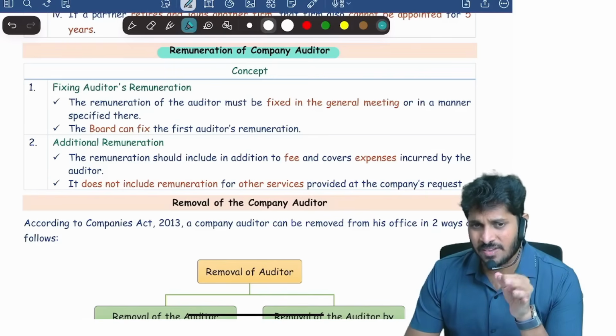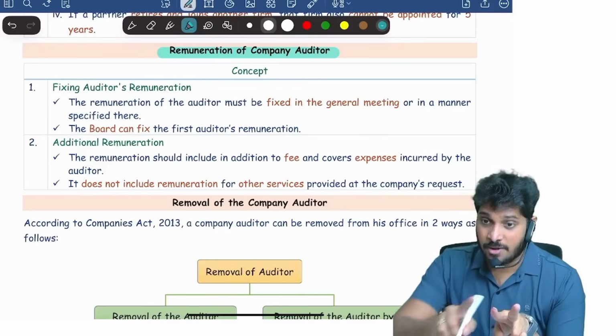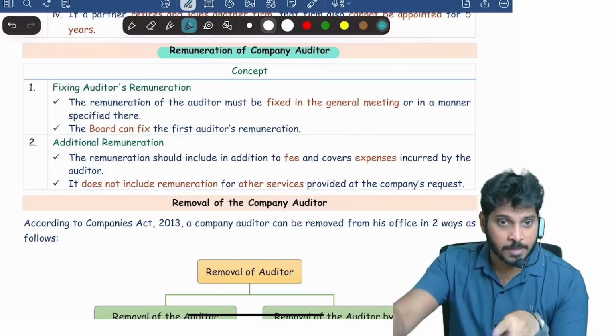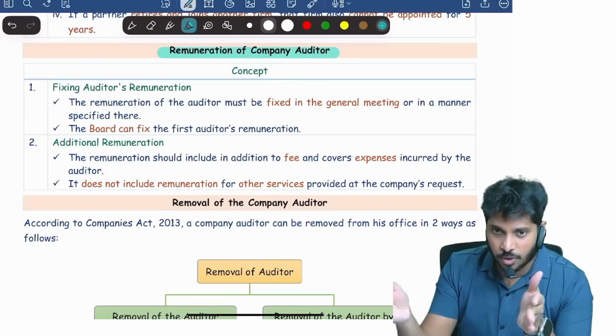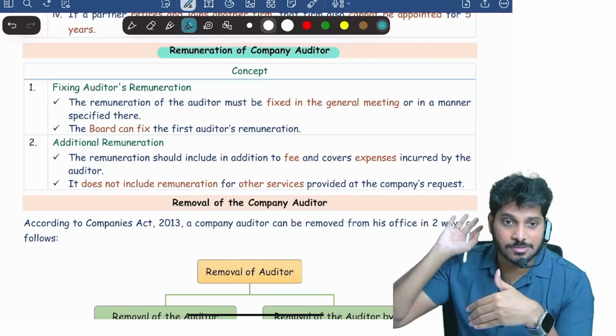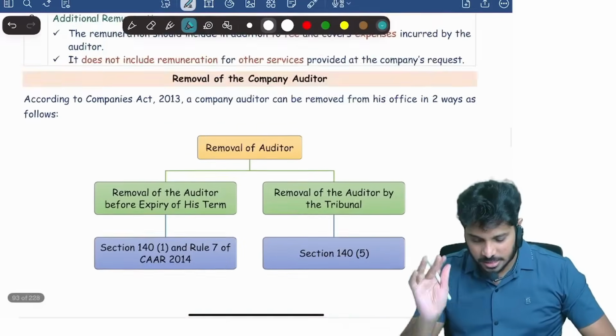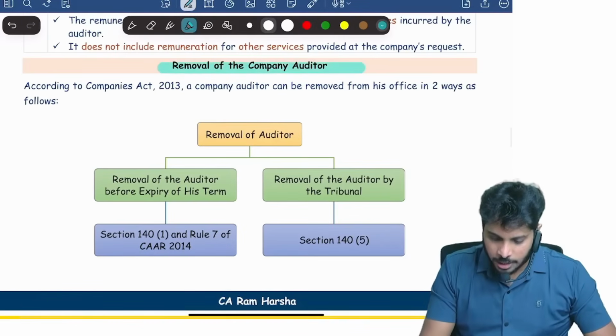Generally, members will fix the remuneration, or they will fix the manner of remuneration. Most of the times they will do the manner of remuneration, and the manner is what? They will delegate it to the board of directors. That's it. Removal of company auditor.